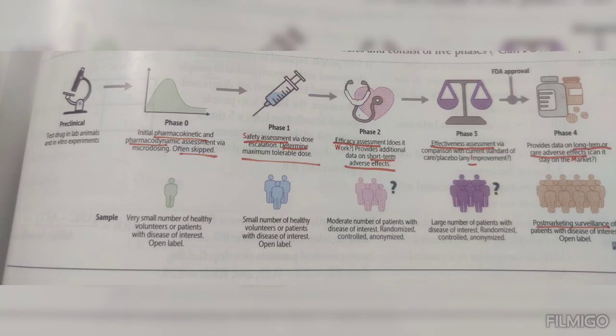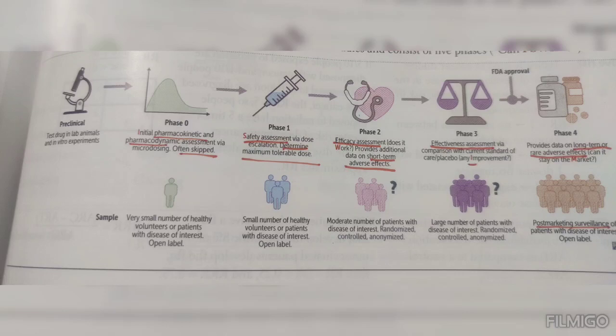Next, phase 1. Safety assessment via dose escalation. Can I swim? S for safety assessment. Determine maximum tolerable dose. Maximum tolerable dose could be known in phase 1 of clinical trials. This could be an MCQ. Small number of healthy volunteers or patients with a disease of interest. This is also open label.